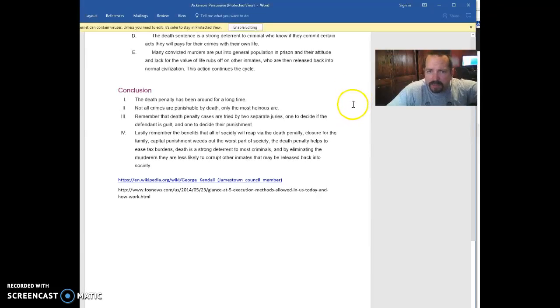The death penalty has been around for a long time. Not all crimes are punishable by death, only the most heinous are. Remember, the death penalty cases are tried by 2 separate juries, one to decide if the defendant is guilty and one to decide the punishment.